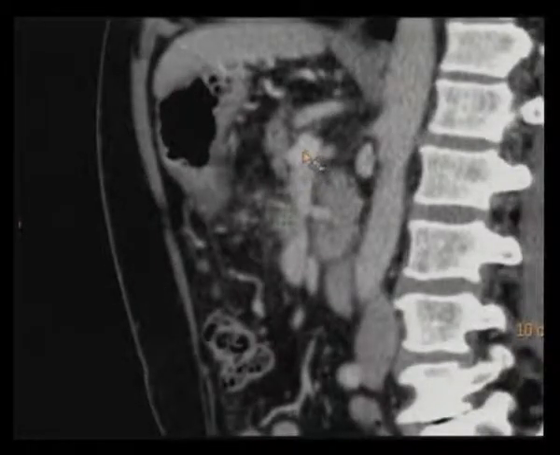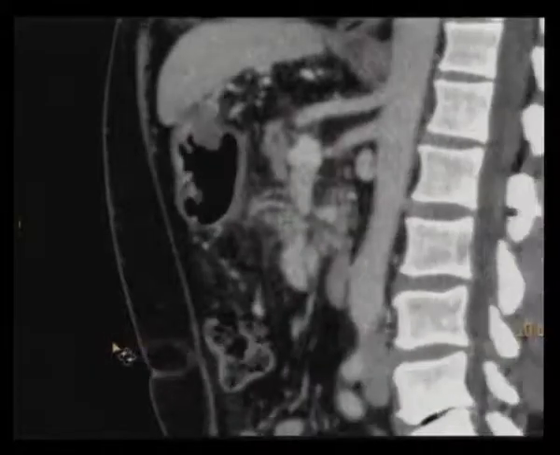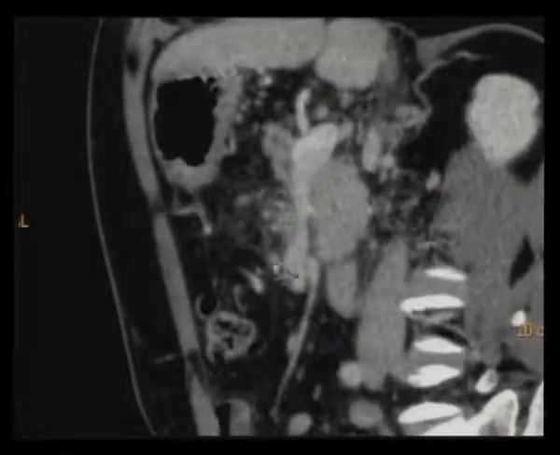This is the superior mesenteric vein. This is a lateral view, a lateral multiplanar reconstruction. This is the superior mesenteric vein. This is the anterior wall of the superior mesenteric vein. You see there is a bulging due to this implant. If we rotate, we can demonstrate it very well.